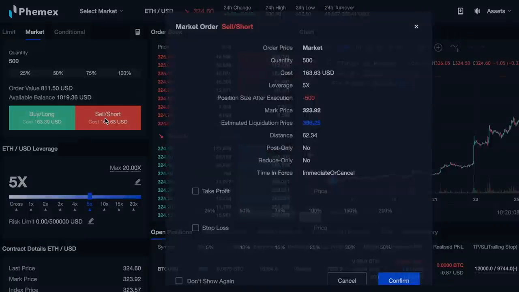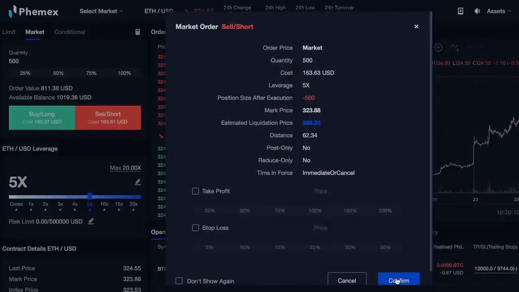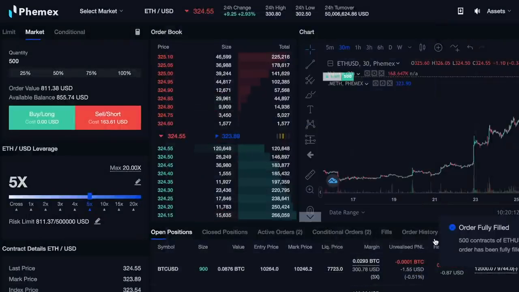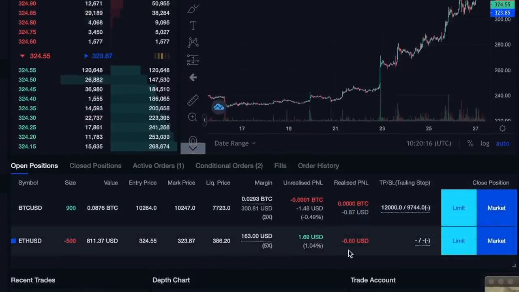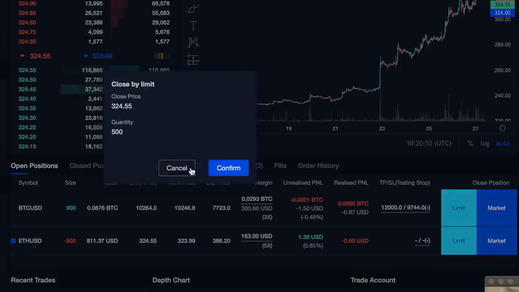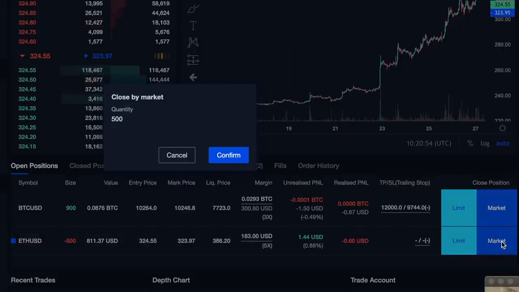All right, let's click sell short and then we click confirm. And there we go. Now we have an Ethereum position here, an Ethereum short position. And you can see here unrealized profit and loss. You can now see here that this position is currently up $1.5 approximately. And the liquidation price is $386. And if you want to close this position, you can click limit to close with a limit order, or you can click market to close with a market order.